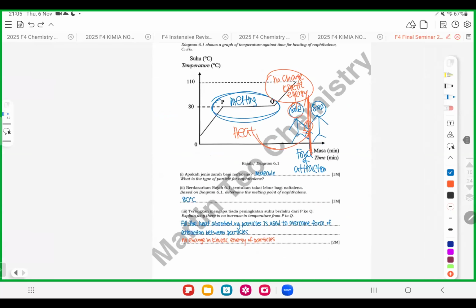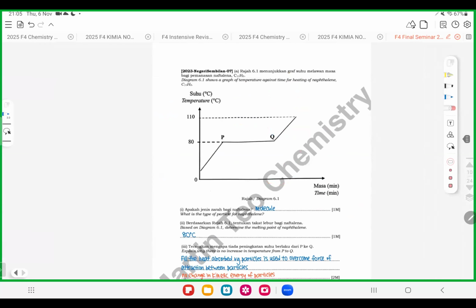So let me know in the chat box, are you okay with how I do the question for this heating curve? Are you guys okay with that?